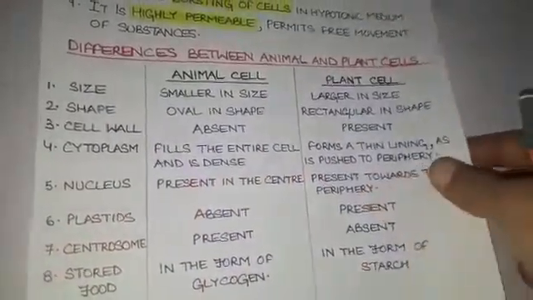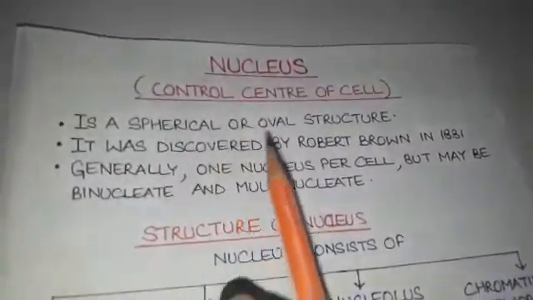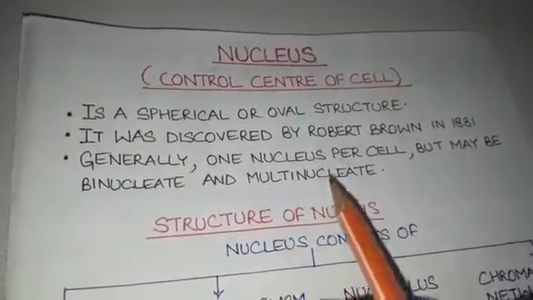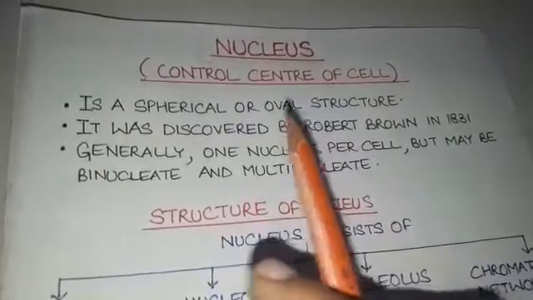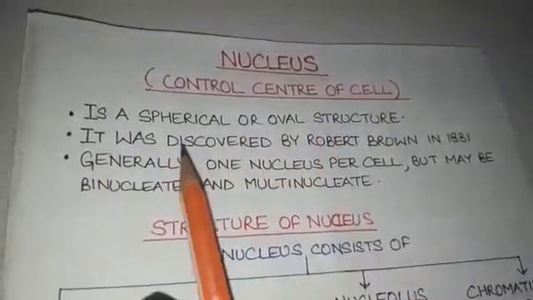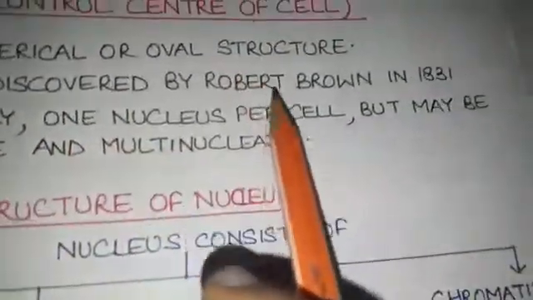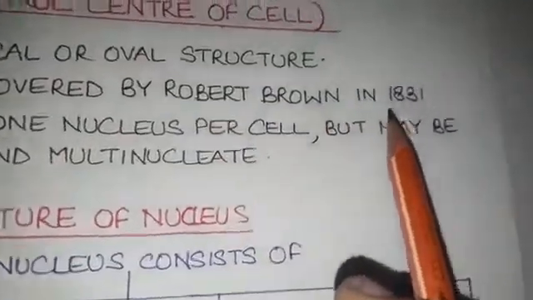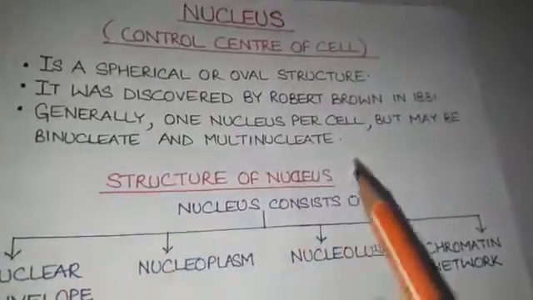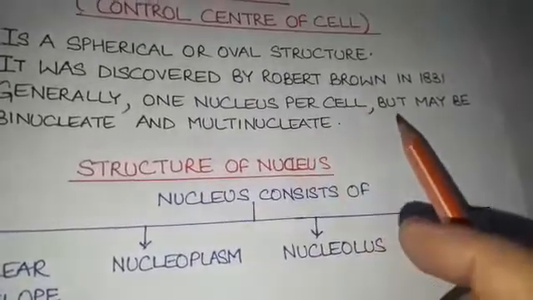The next topic is the structure and functions of nucleus. Nucleus is called the control center of the cell because all the activities of the cell are controlled by the nucleus. Nucleus is a spherical or oval structure. It means either it is spherical in shape or it is oval in shape. It was discovered by Robert Brown in the year 1831.